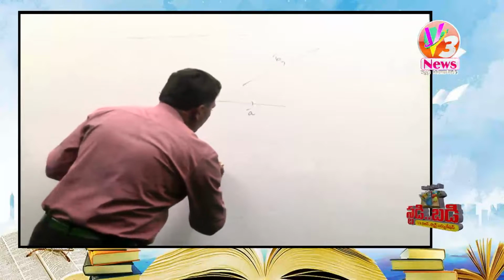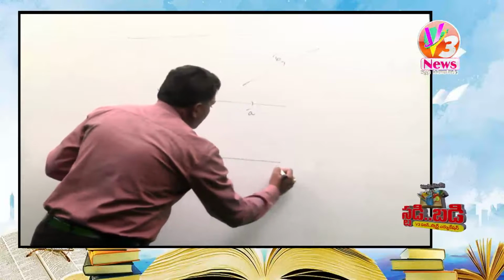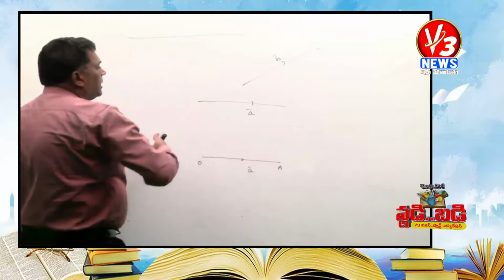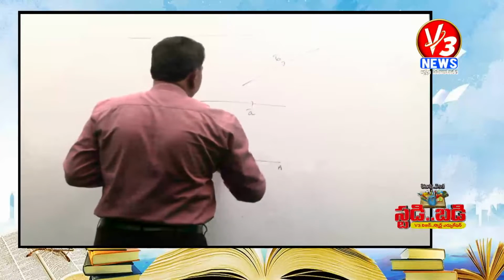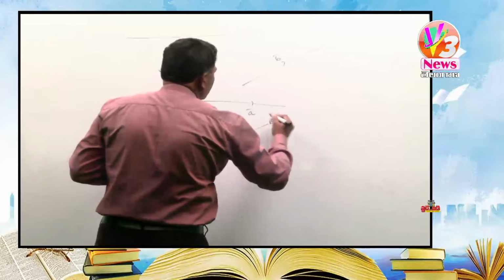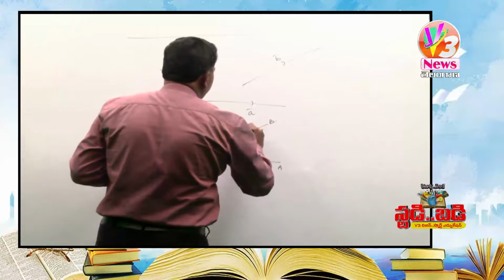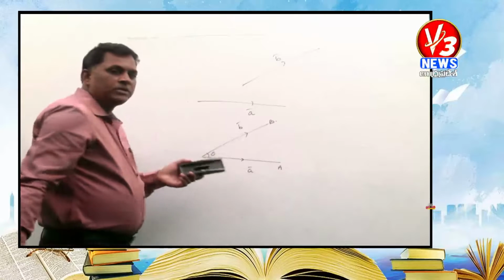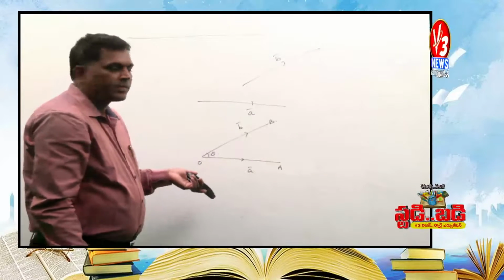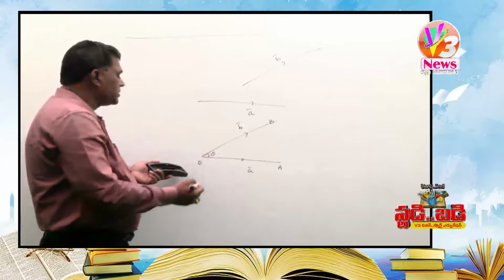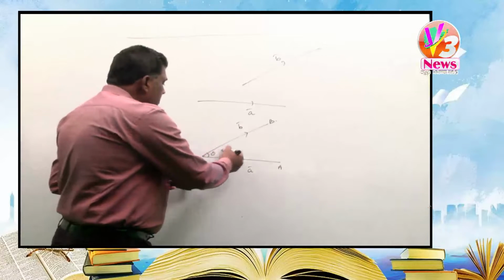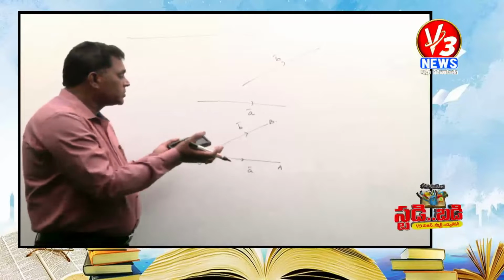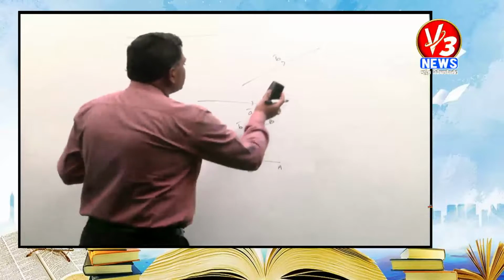So what I am doing now, I am taking OA as A bar, and in this direction I am taking OB bar. This OB bar is vector B bar. So here let us take the angle between these two as some theta. Now we have to find out the angular bisector of these two vectors. What will be the direction of this one?